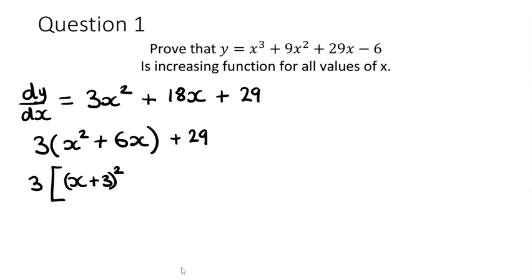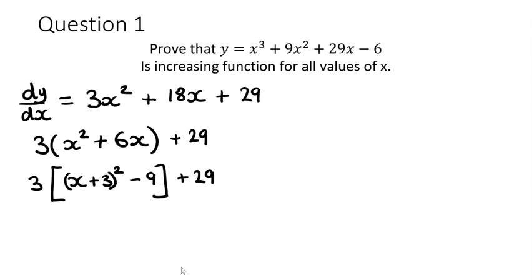So I want to halve the coefficient of that 6x to get 3 there. But don't forget, when you expand the x plus 3 squared, you'll get the x squared, you'll get the 6x, but you'll get an unwanted plus 9 there. So that's why I need to take away the 9. I'm keeping everything in square brackets here to make sure that all gets multiplied by 3. And don't forget, you've got this 29 that's hanging on the outside here.